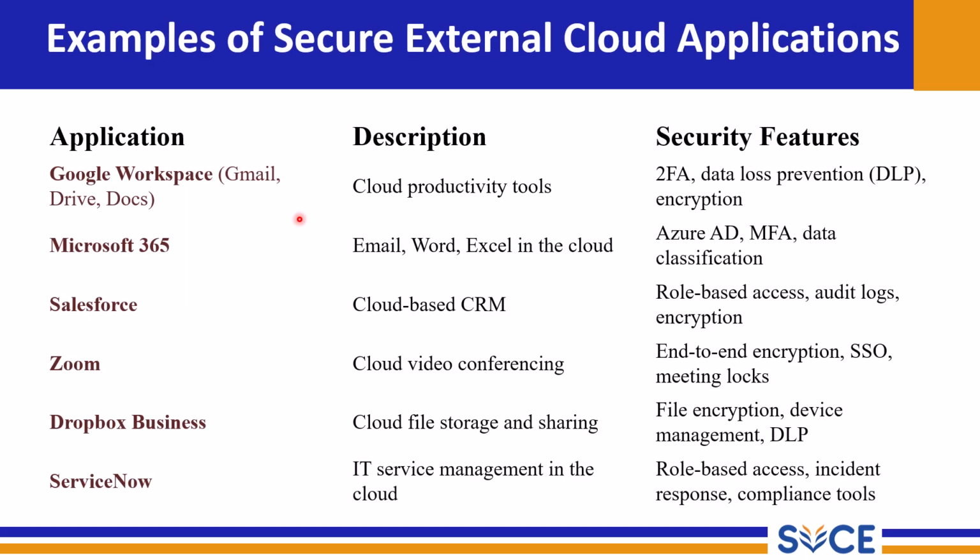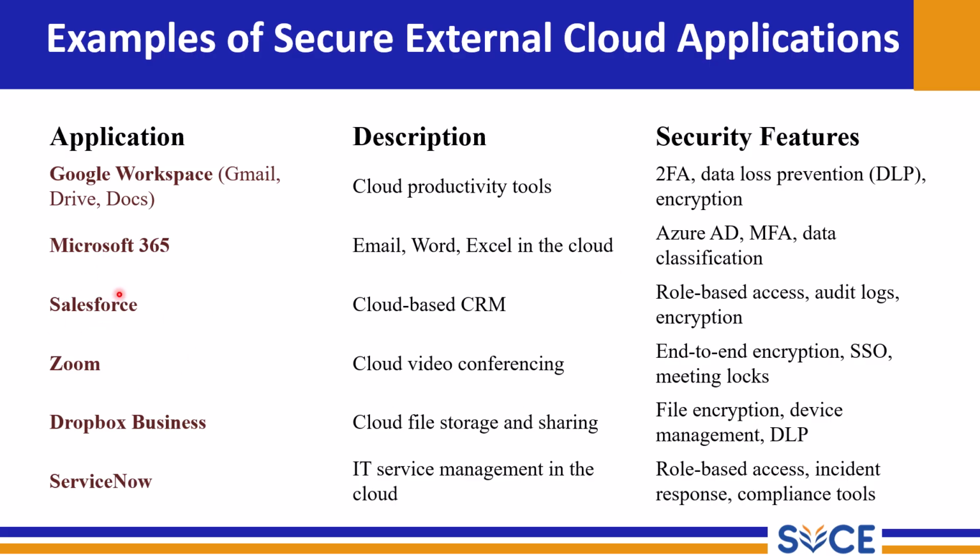These are examples of securing external cloud applications. If you take Google Workspace, like Gmail, Drive, or Docs, it provides cloud productivity tools with security features like two-factor authentication, data loss prevention, and encryption. The second one is Microsoft 365, like email, Word, and Excel in the cloud. It uses Azure AD, MFA, and data classification.